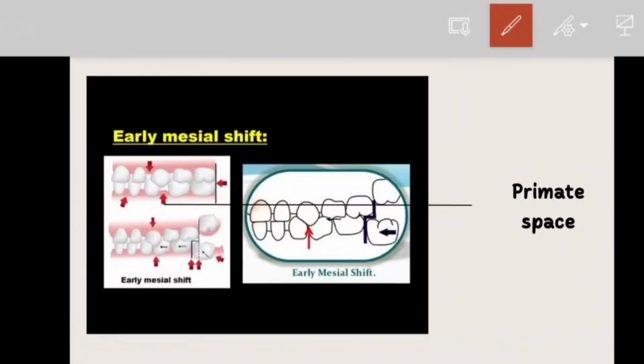This is the primate space, which is present between the canine and the first molar. When the first permanent molar erupts, it pushes the teeth forward, so the primate space is lost. Using the primate space, it is converted into the class 1 relation. So which space is utilized in early mesial shift? That is the primate space.